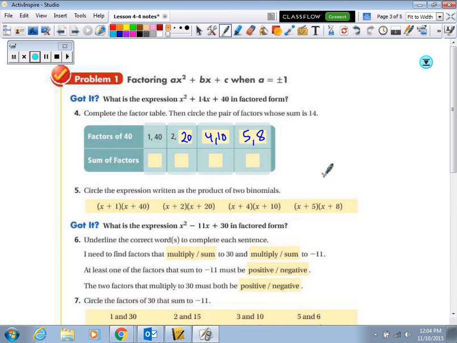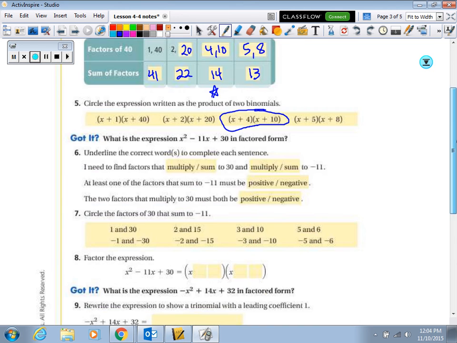Okay, and so now complete the table, which we did. So when you add these, you get 41, 22, 14. Sorry, I'm at school. And this one is 13. Now, notice they tell you the signs were the same, so I'm adding to get 14. So the one that works is this one right here. So, and they both get what sign? They get a plus. So then which one gets it? It's going to be this one right here. Okay? Let's do that again.